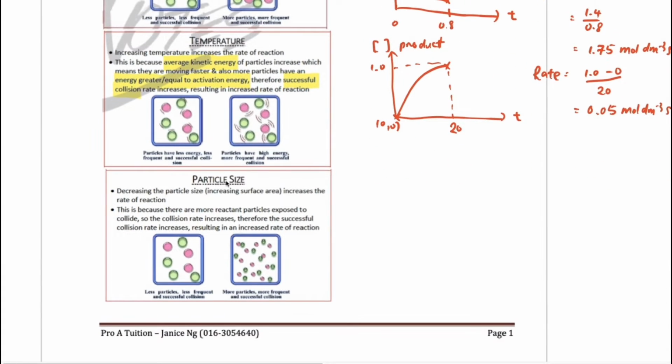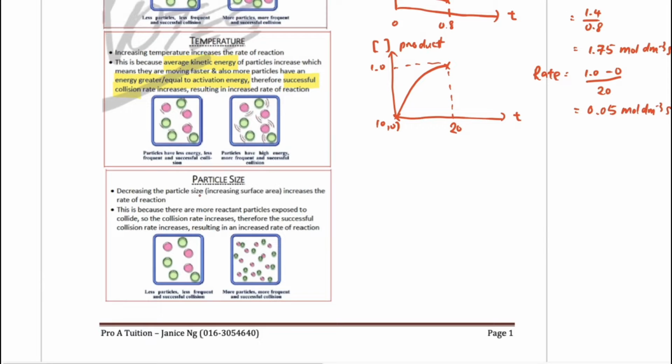Now the next one, particle size. You have big particles and small particles. Big particles are like chips. Small particles are like powder. The reactant in powder form reacts faster. The idea is, if you want to dissolve powder, it's easier compared to a big piece of solid, which takes a longer time to dissolve. For example, a big piece of sugar is harder to dissolve compared to sugar of smaller size. So it's easier to dissolve.